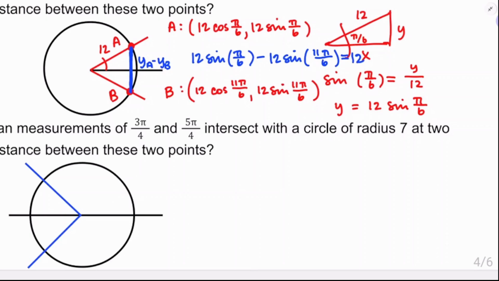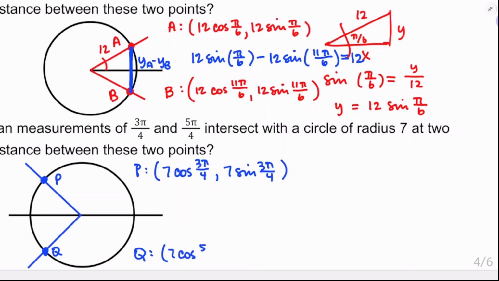And point out, okay, so if I call these points P and Q, point P is going to have coordinates radius 7 cosine of 3 pi over 4, and 7 sine of 3 pi over 4. And Q will have coordinates 7 cosine of 5 pi over 4, and 7 sine of 5 pi over 4.